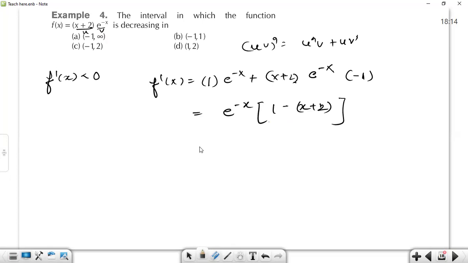Sir, why did 1 come? In f dash of x, where did the 1 come from? Yes. When we differentiate the product of two functions, first we multiply the derivative of the first function with the second function. The derivative of x plus 2 with respect to x is 1, since the derivative of x is 1 and the derivative of 2 is 0. Sir, you are what?